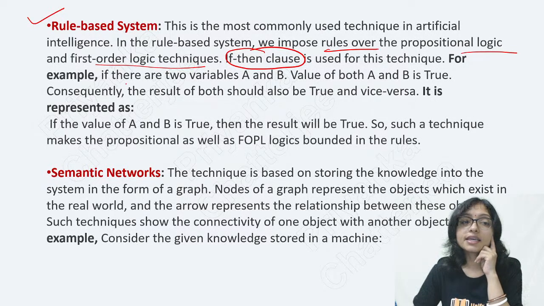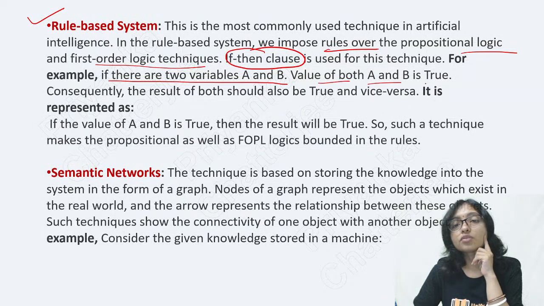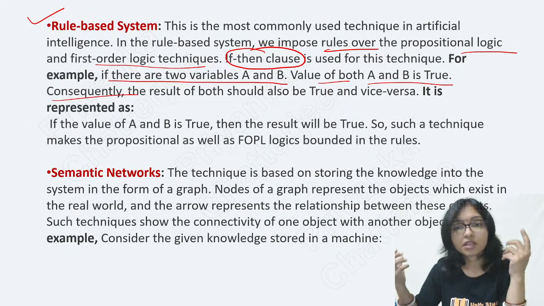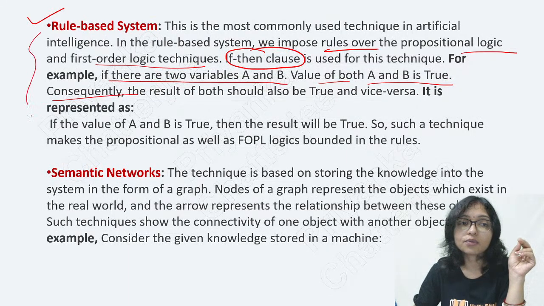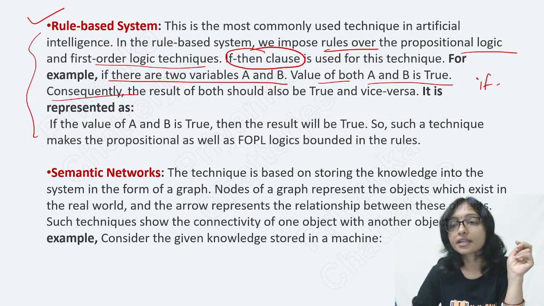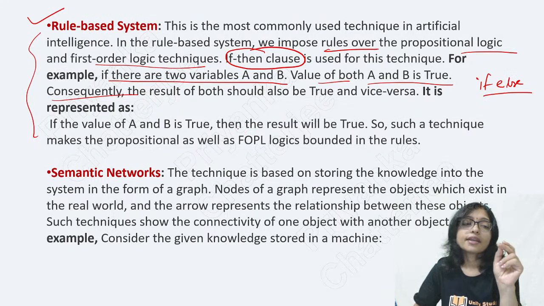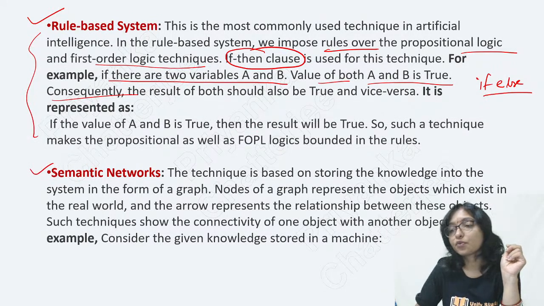That is called the rule based system, where if else conditions will be there. Here you can see, if there are two variables a and b, and the value of both variables a and b is true, then do this one. That is an if else condition. So rule based works with if else conditions. Next one is the semantic network. How is the semantic network working?